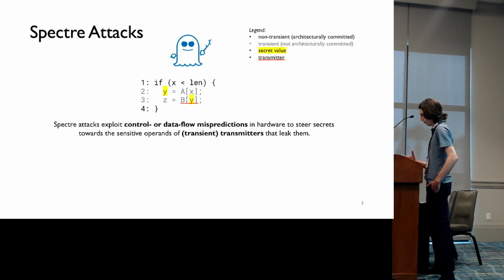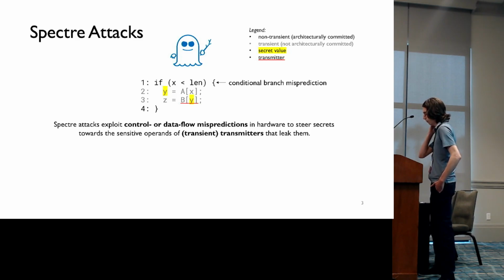And so on this slide, I'm just showing a vanilla Spectre attack that exploits conditional branch misprediction. This is basically one of the first Spectre variants to be disclosed. So the two lines in gray here are transiently executed instructions due to the branch misprediction. Line 2 is an out-of-bounds array access due to the misprediction, which can return a secret, which is then leaked by passing it to an address operand of the array access on line 3.